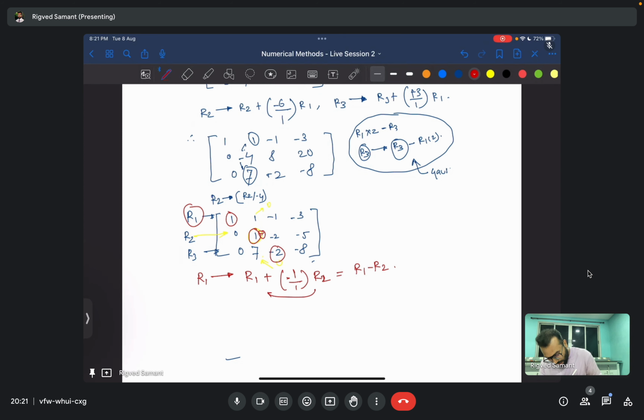Okay. R3 would be, R3 will change from 7 divided by 1 negative using R2. So it would be R3 minus 7 R2. So both we are changing using R2 only.